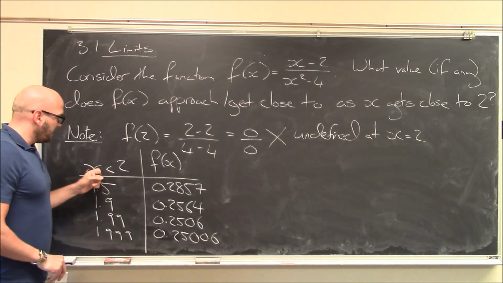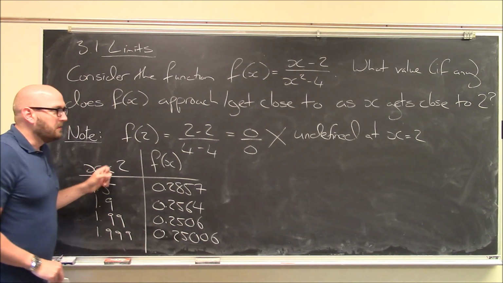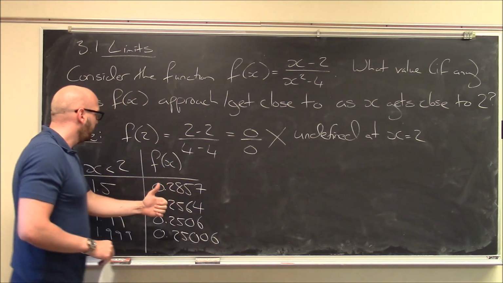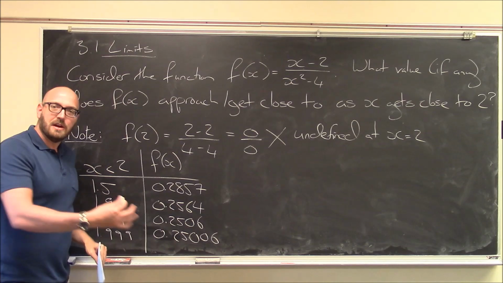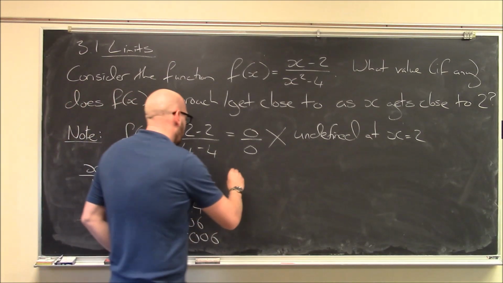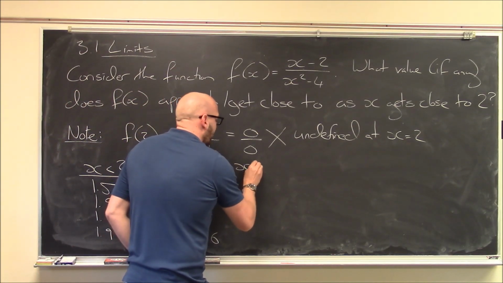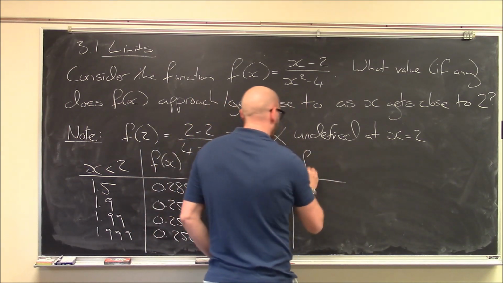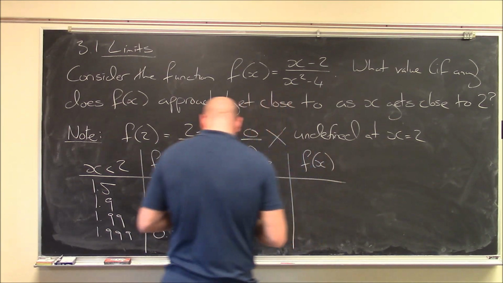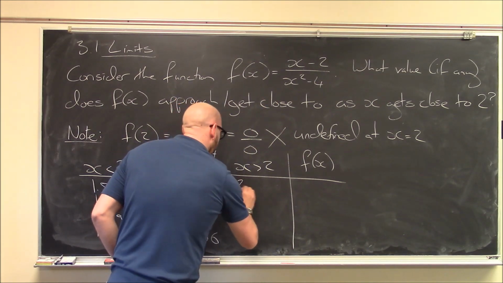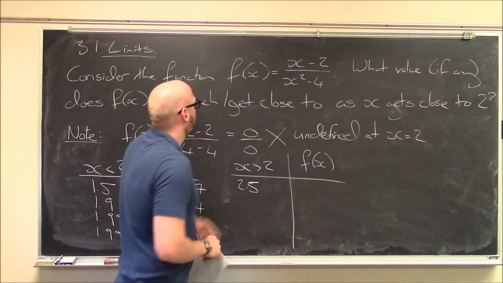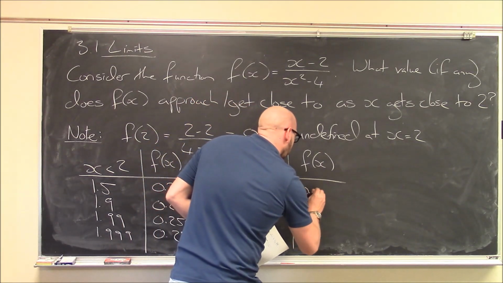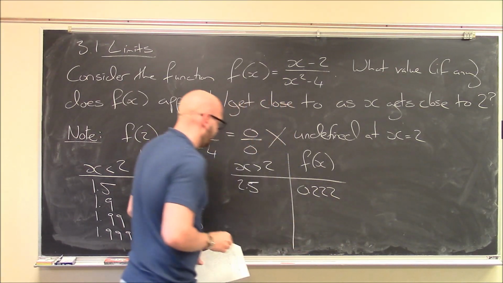One thing though is I've only looked at values for x less than 2, right? I've only approached 2 sort of from values less than 2. What if I approach from the other side? What if I came in values bigger than 2? So let's try and do that. Let's take x bigger than 2 and look at function values. So we'll take 2.5, plug 2.5 into this function, you get about 0.222.